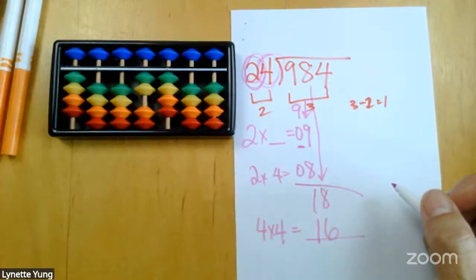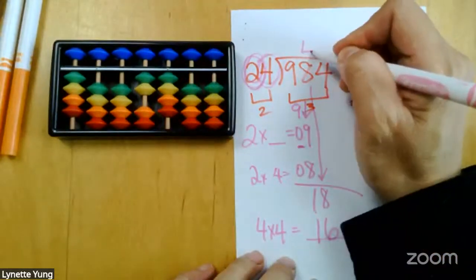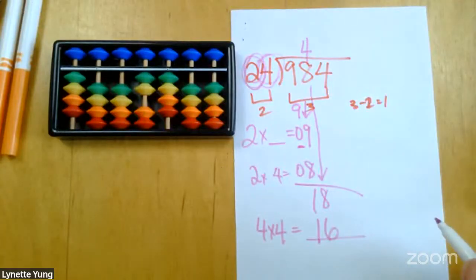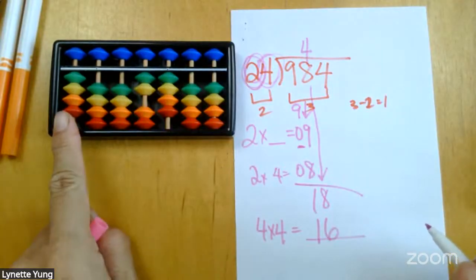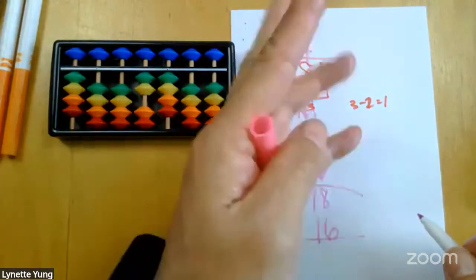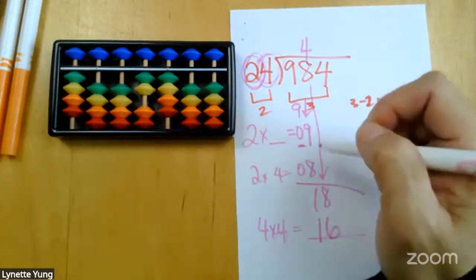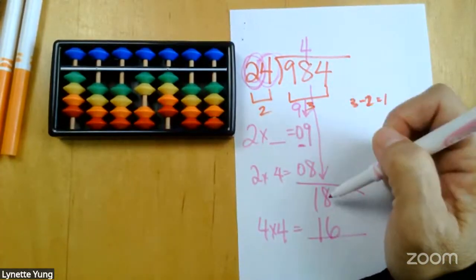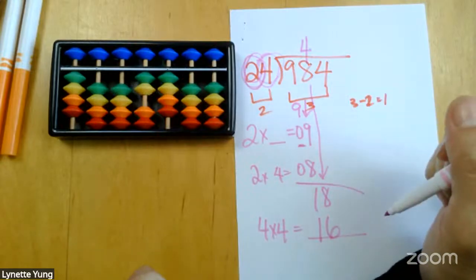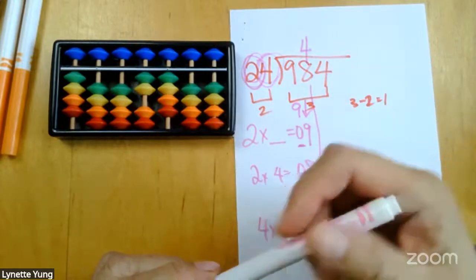So how come we don't put the 4 up there yet? You can. I usually just work it out here first before I put any answers here, because I'm not on paper. I'm just showing you.